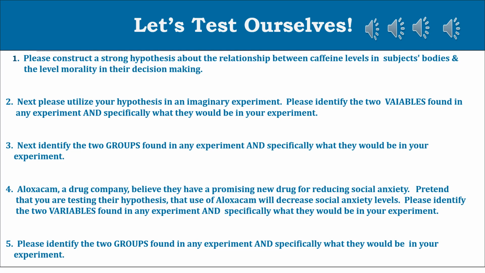So for number 1, perhaps you hypothesize that high levels of body or brain caffeine would be associated with greater morality in decision making. If you chose that particular hypothesis, for number 2, you'd have to put independent and dependent variable. The independent variable would be the level of caffeine subjects are given. The dependent variable would be the degree of morality in their decision making. The groups would be experimental and control group. The experimental group would be the subjects given caffeine. The control group would be the subjects not given caffeine.